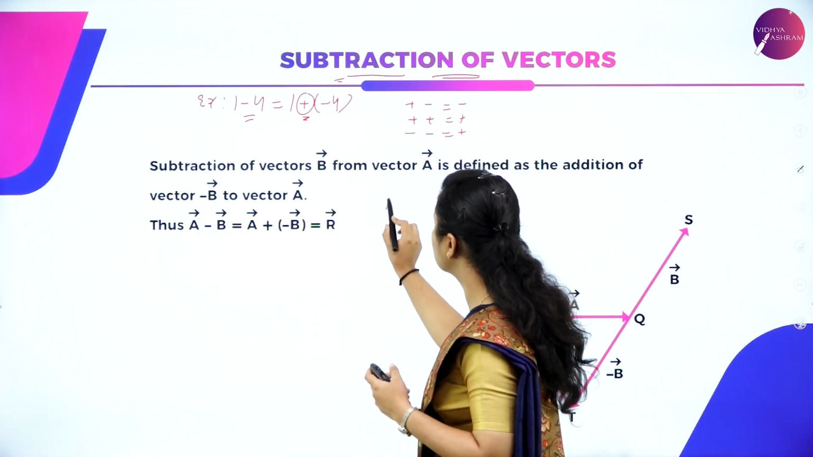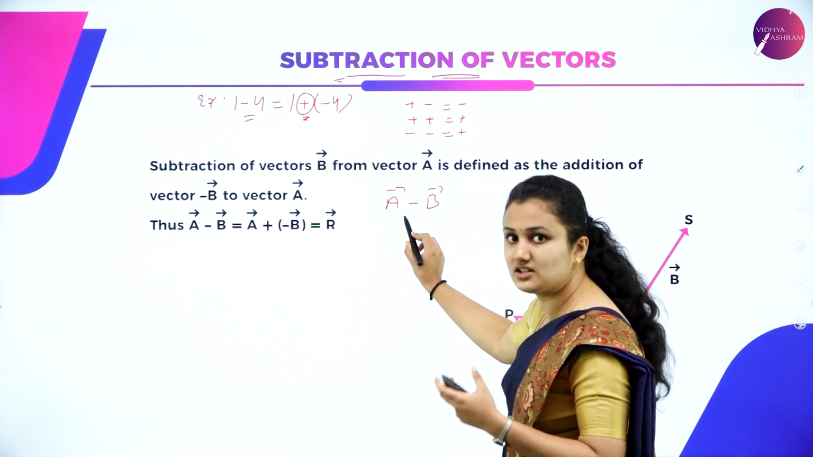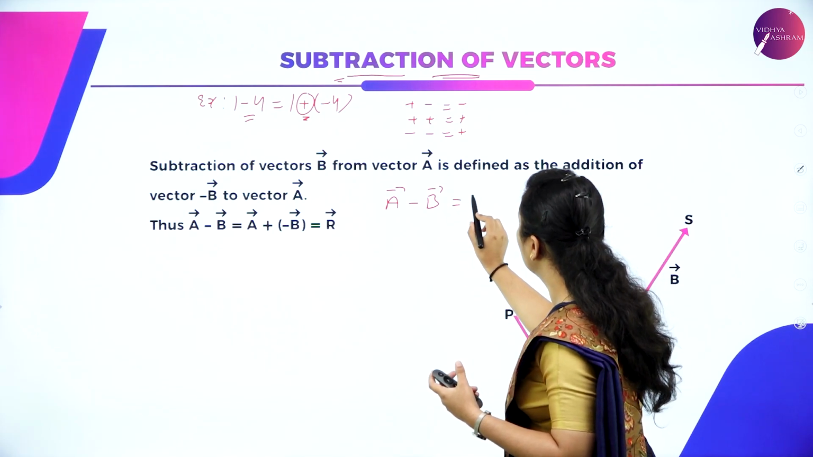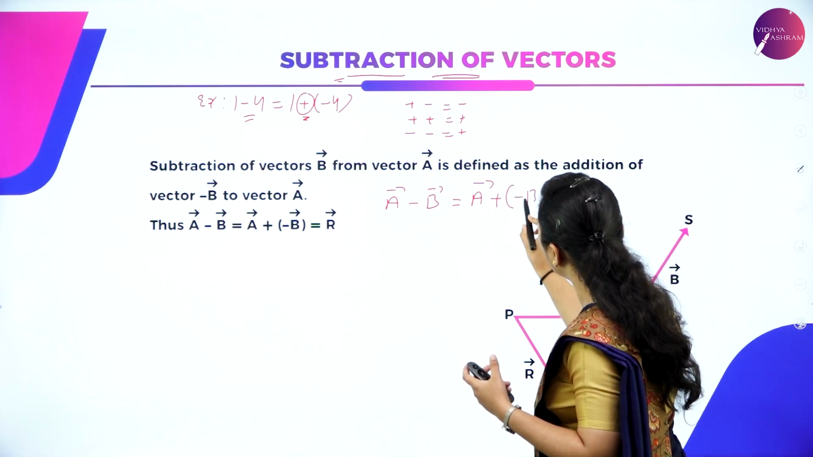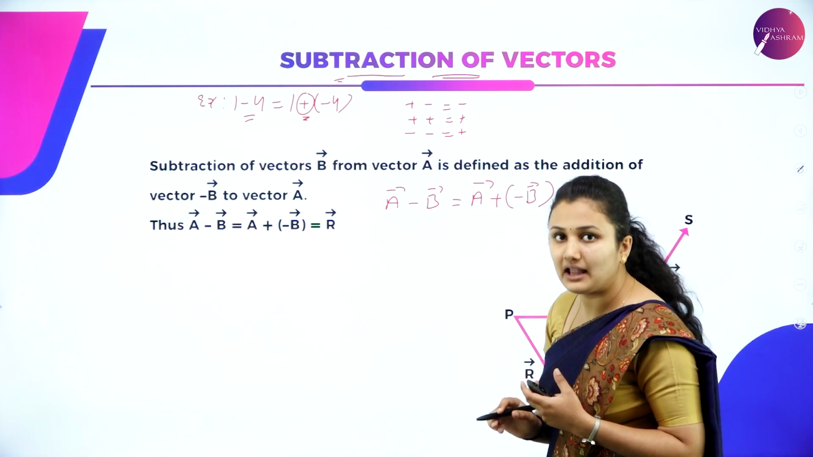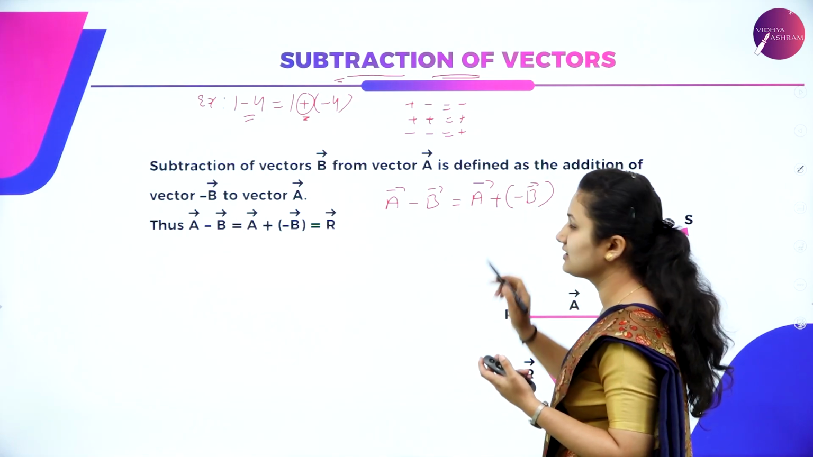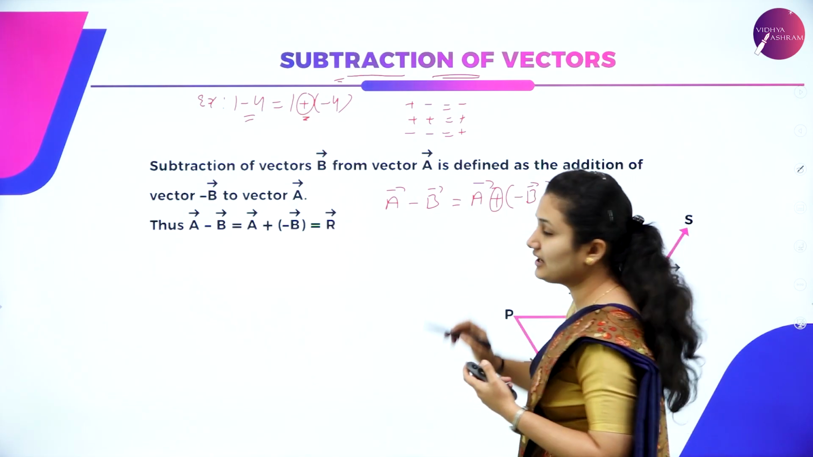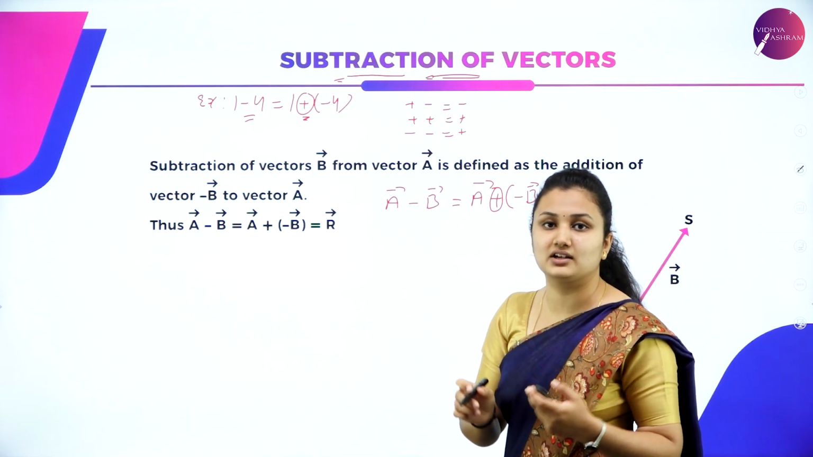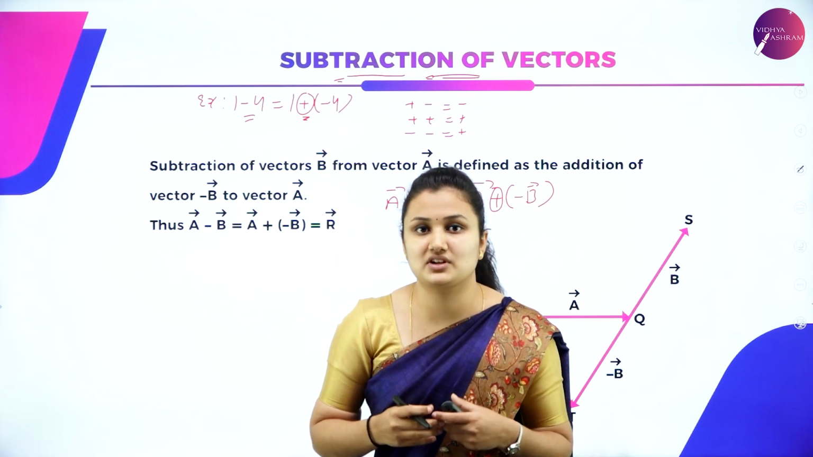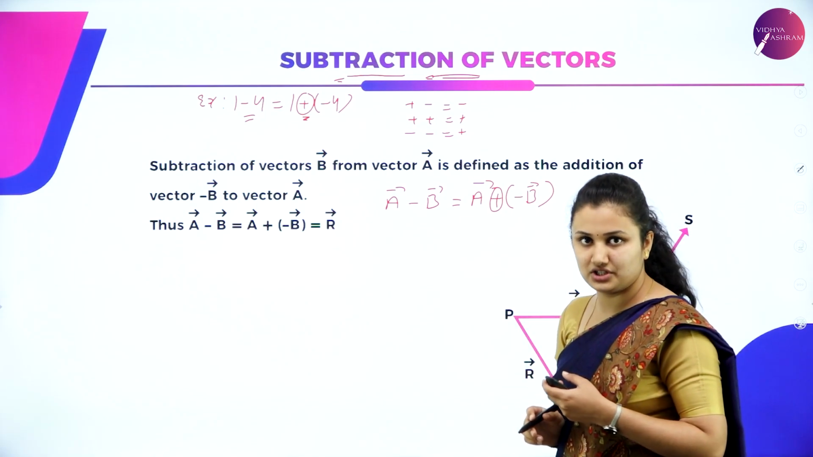So if you want to subtract vector A minus vector B, subtraction of two vectors is done by adding minus B vector to vector A. This is nothing but A minus B is the same as A plus of minus B. Plus minus is nothing but minus. So we are defining subtraction in terms of addition. So we arrive at subtraction of vectors, because we cannot directly subtract vectors. We are indirectly subtracting the two vectors with the help of addition here.